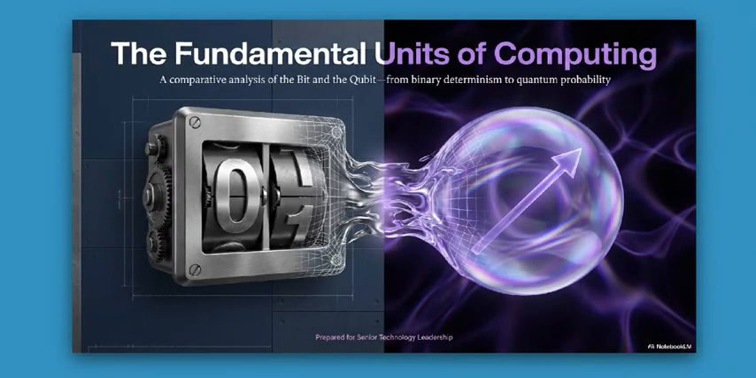Today, we are tackling something that honestly feels a bit like science fiction, but it is very much becoming science fact for you and me. We are looking at a fundamental shift in how we process information. A massive shift. And I don't just mean a faster processor for your laptop. I mean a completely different way of thinking about logic itself. We are moving from the predictable, comfortable world of on and off switches into a realm that is, honestly, a bit spooky. We are talking about the transition from binary determinism to quantum probability.